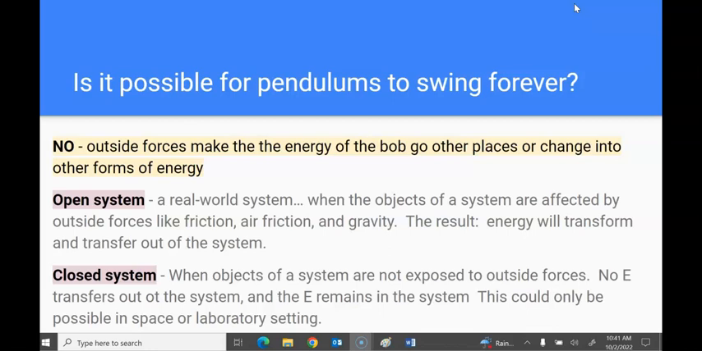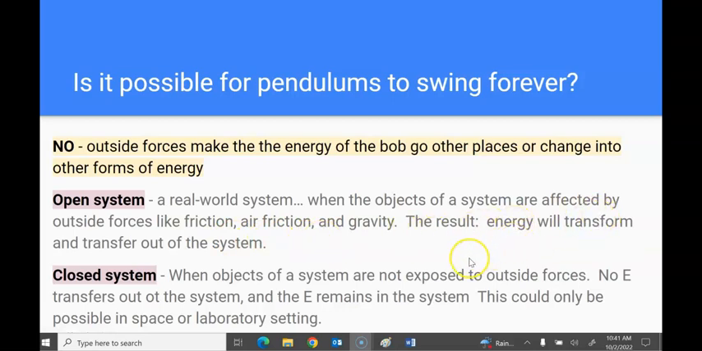This is usually when students ask me, well, can a pendulum swing forever? And really on Earth, no, because there's just too many outside forces that are going to make the bob stop swinging. There's going to be air friction. There's going to be gravity pushing down on the pendulum. So we call that an open system. This is real world. It's more realistic because eventually everything's going to come to rest due to outside forces. So it's not that the energy of the system is destroyed. It's just that the energy left and went other places, or it changed form.